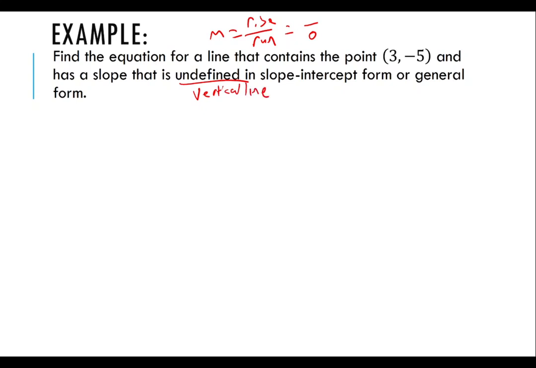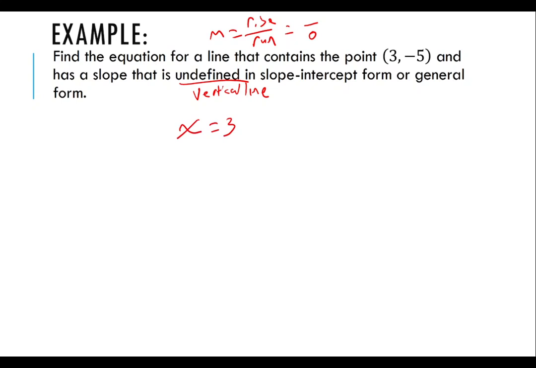Now specifically, it has to pass through the point 3, -5. But if it passes through the point 3, -5 and it's vertical, it's always going to pass through the exact same x values. It's always going to pass through 3. And since that's the case, this is going to be of the form x is equal to 3.